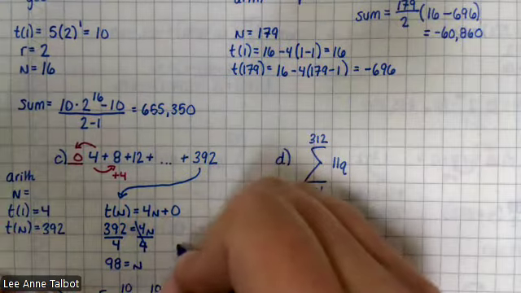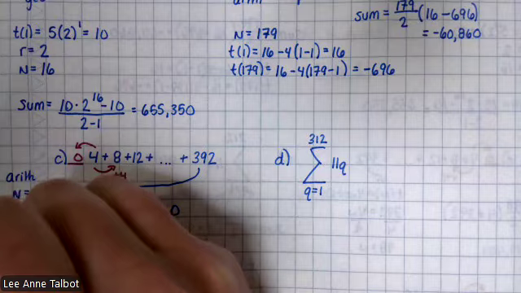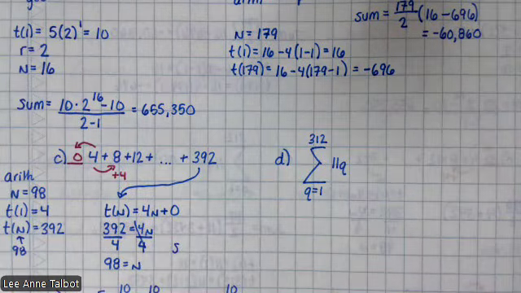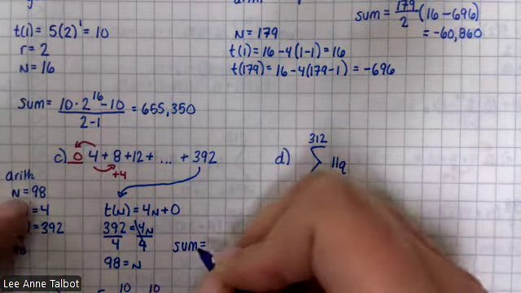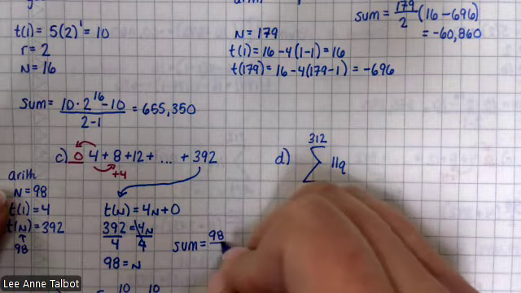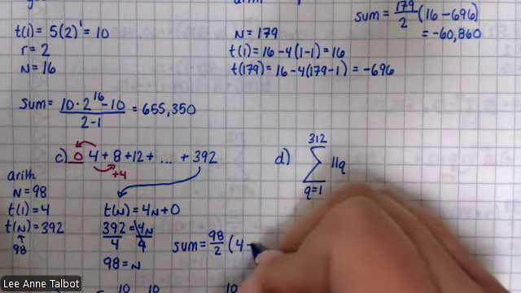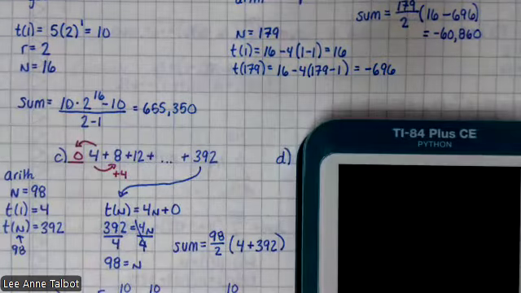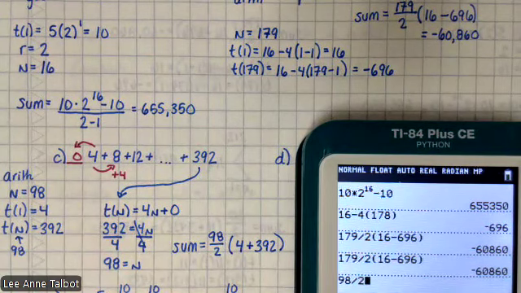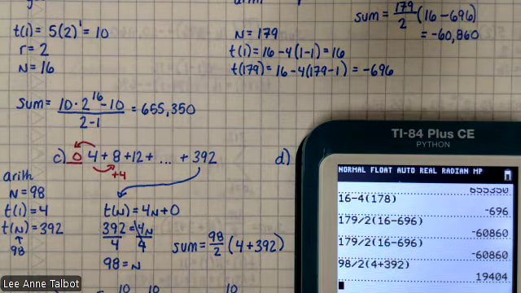All right. So oh, sorry. There we go. Sum equals n over 2 first term plus last term. One fell swoop. $19,404.